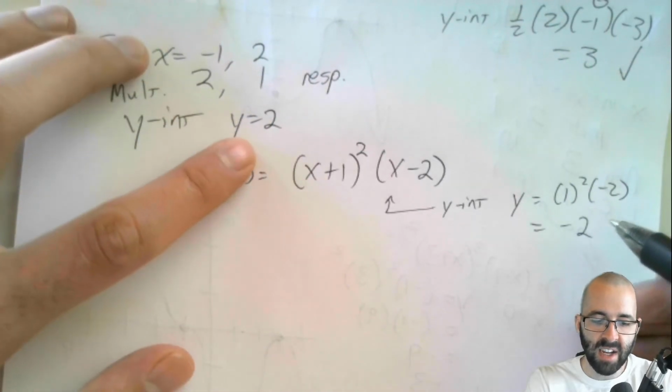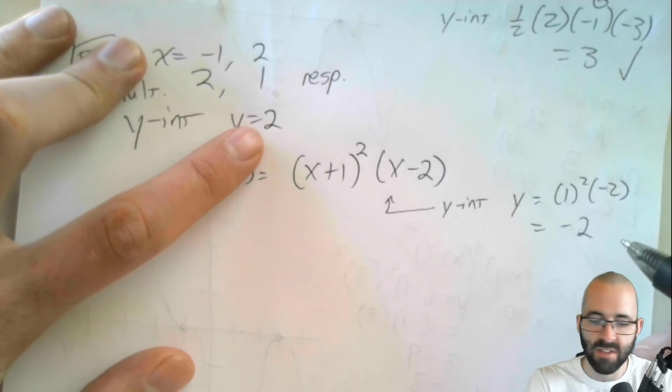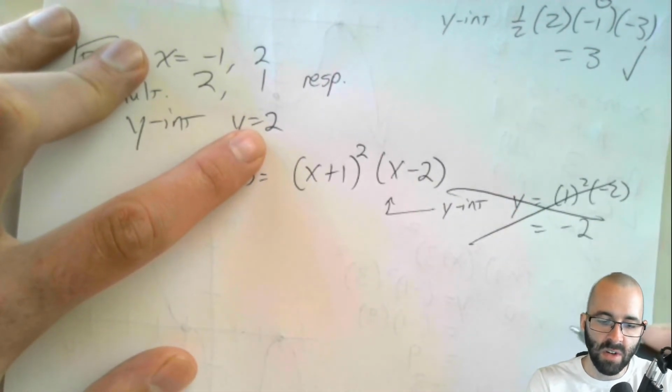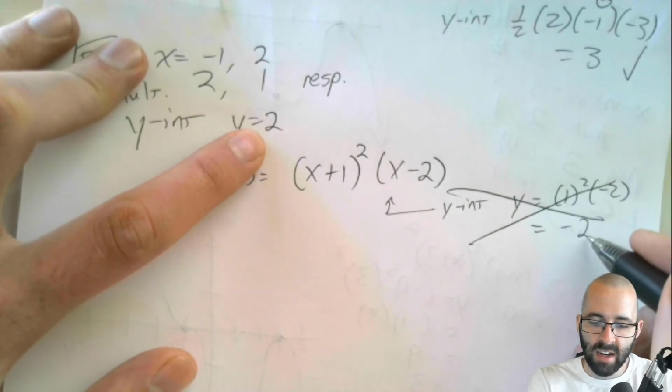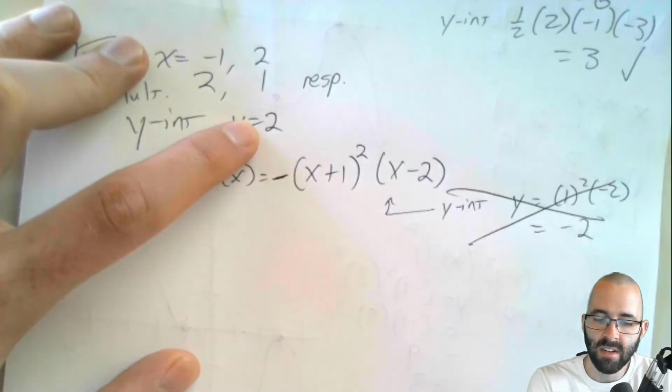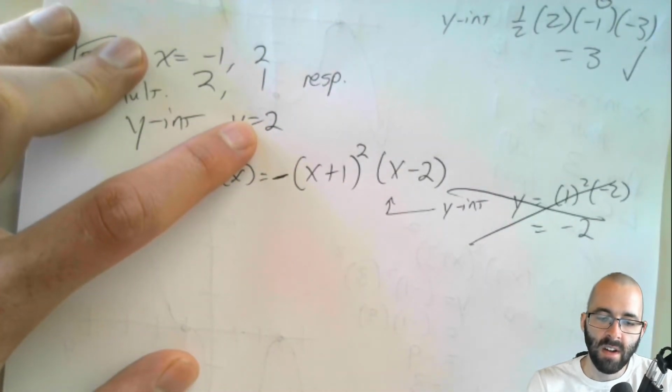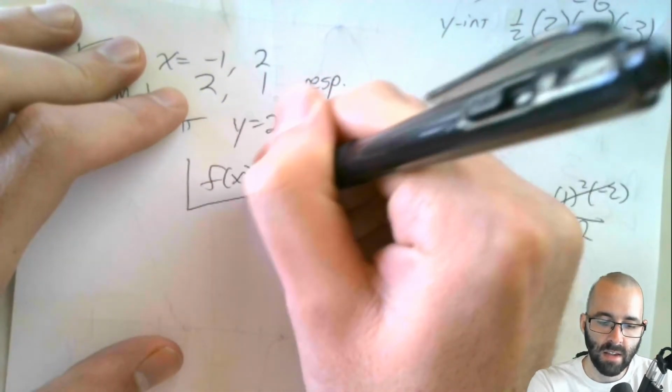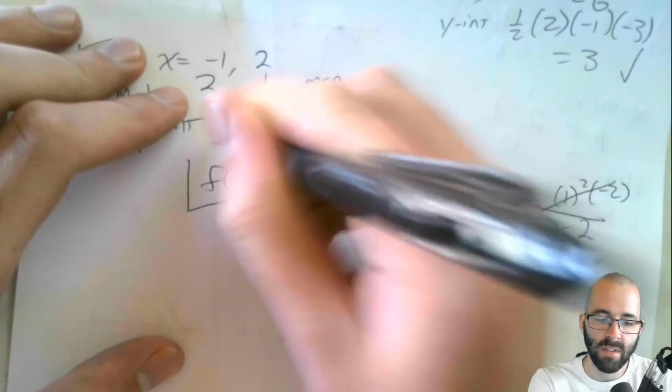The y-intercept of -2, we wanted a y-intercept of +2. So this is no good. We had -2 and we wanted +2. We're just off by a negative. Let's add a negative in there. And now it'll be +2. And you could check that as well.